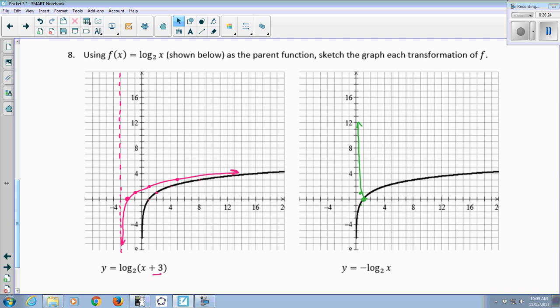And then I have 2, 1 is going to become 2, negative 1. And 4, 2 is going to become 4, negative 2. 8, 3 is going to become 8, negative 3. And I think that's good to be able to draw my reflection like that.